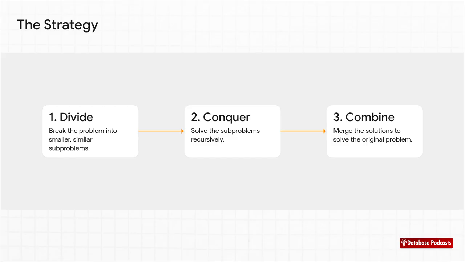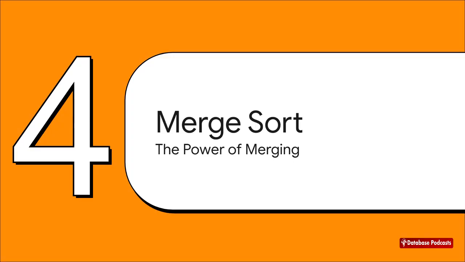Then you conquer each of those little problems, often by just dividing them again and again until they're so tiny they're trivial to solve. That's the recursive part. Finally, you combine all those little solved pieces back together to get your final answer. And the first algorithm we're going to look at that uses this exact strategy is called merge sort. It takes that divide and conquer philosophy and just applies it directly to sorting.